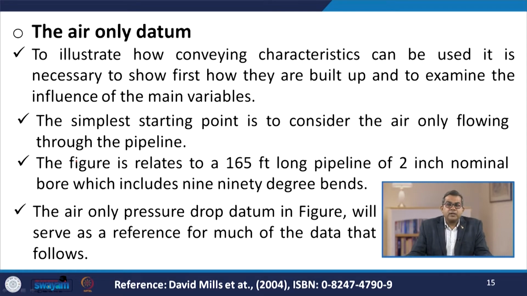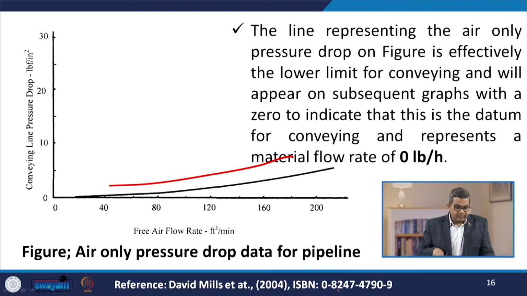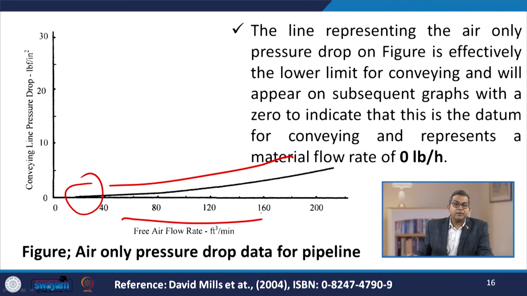Now, the air only pressure datum in that particular figure will serve as a reference for much of the data that follows. The line representing the air only pressure drop is effectively the lower limit for conveying and will appear on subsequent graphs with 0 to indicate that this is the datum for conveying and represents a material flow rate of say 0 pounds per hour. So, here you see the free air flow rate in cubic feet per minute, and the conveying line pressure drop is 1 pound force per square inch.